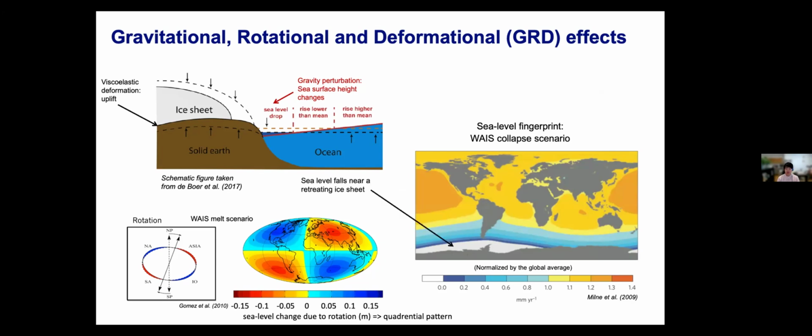So sea level falls near a retreating ice sheet, and you can see that there's a little bit of rotational imprint as well. Together, barystatic sea level change becomes spatially and temporally variable. One thing to note is that this viscoelastic deformation happens over a range of time scales, and it depends on the Earth structure, such as lithosphere thickness and mantle viscosity. So GRD effects have typically been studied in a paleo timescale and paleo context.